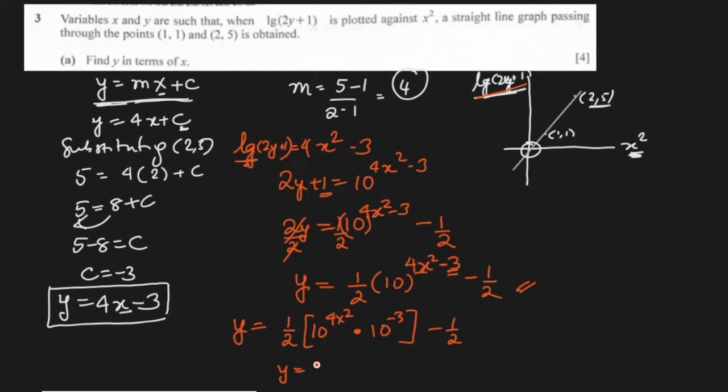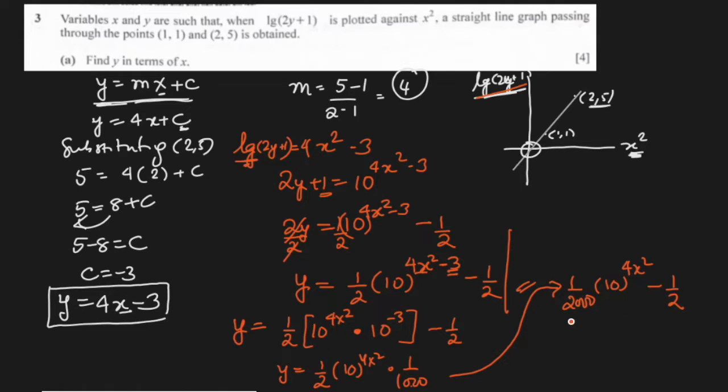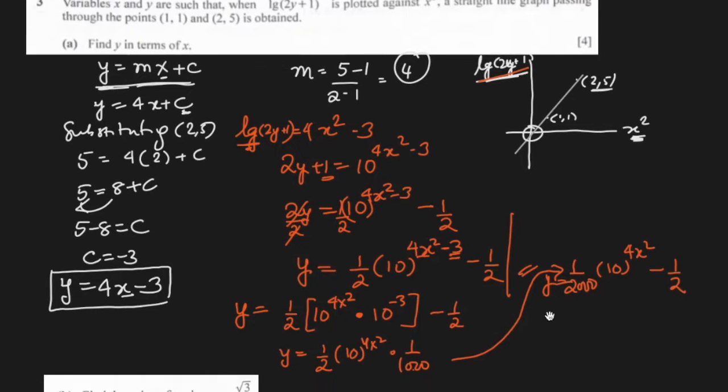So what do we get here? y equal to half, 10 to the power 4x square, times 1 over 1000. So the new version of this solution will be, 1000 times 2 is 1 over 2000, times 10 to the power 4x square, minus half. This is y equal to. Okay, let's move on to the next one.